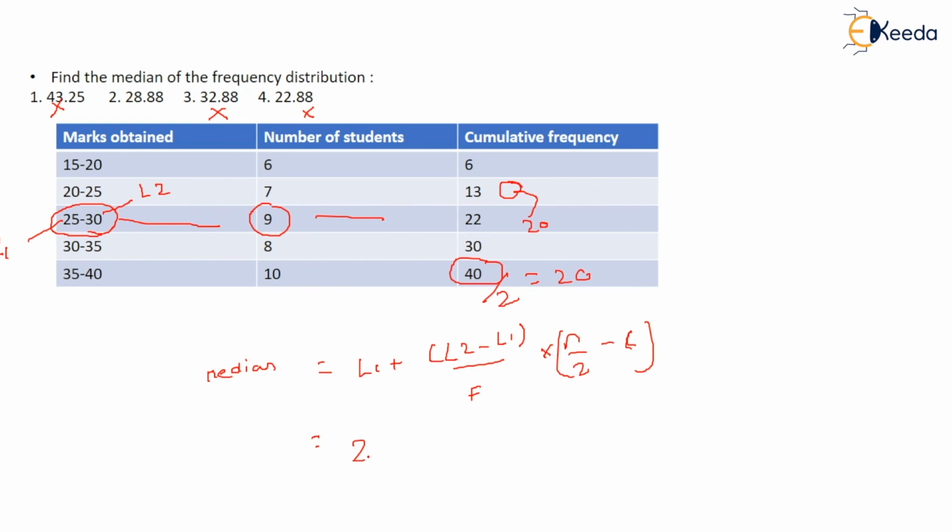Okay, so L1 is what? 25, L2 is 30 minus 25, frequency is 9, right? Into n by 2, that is 40 by 2, that is 20, minus C, that is cumulative, that is 1 below is 13. After you do this, you will get the answer. So solving this, 25 plus 5 by 9 into 7, 5 by 9, that is 25. It will be 28.88 as we have already seen. So this is how you need to find out. Thank you.